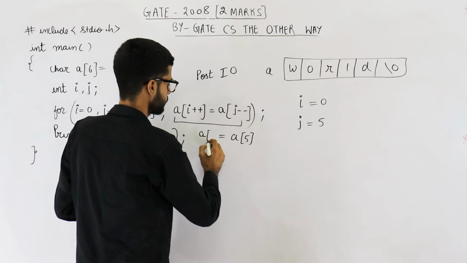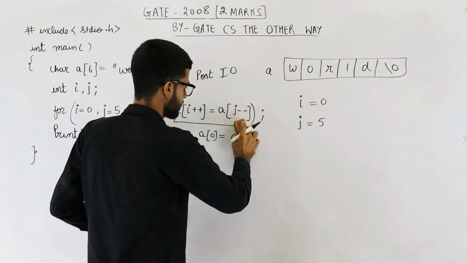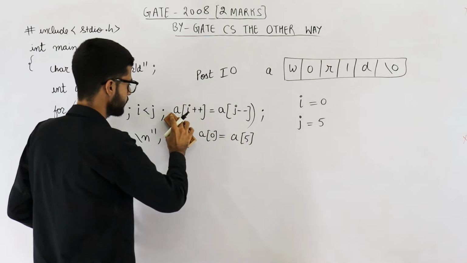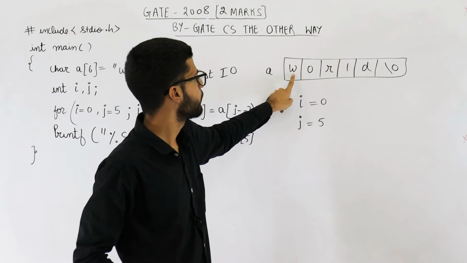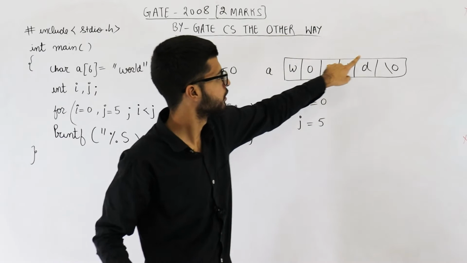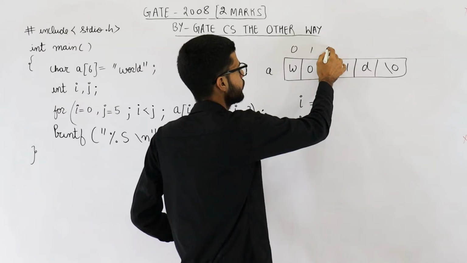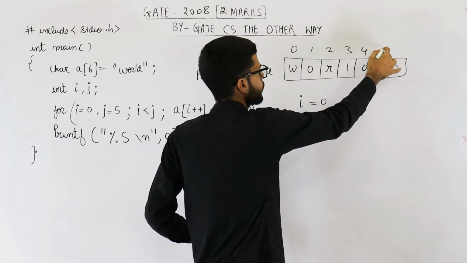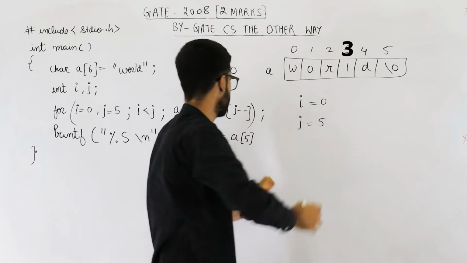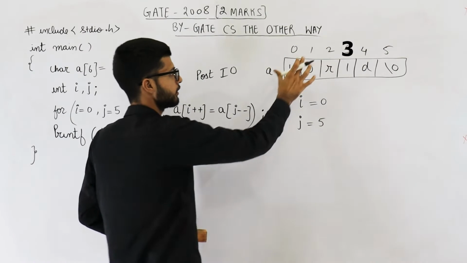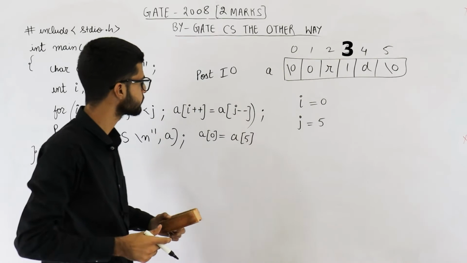Okay. Like this. Now if you just execute this line, you will see this element will be copied here. This is a[0], this is a[5]. Let me write the indexes 0, 1, 2, 3, 4 and 5. Okay. So if you execute it, this one will be overwritten by null like this.